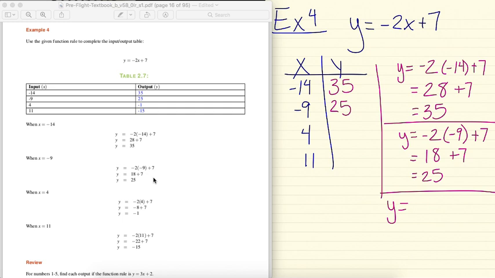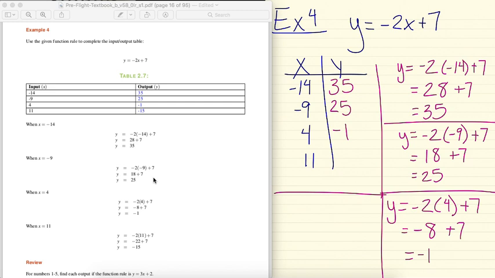Next, plugging in positive 4, so I'd have negative 2 times positive 4 plus 7. That would be negative 8 plus 7, which is negative 1. And last, I'm going to plug in 11. So negative 2 times 11 plus 7. That's negative 22 plus 7, which is negative 15.